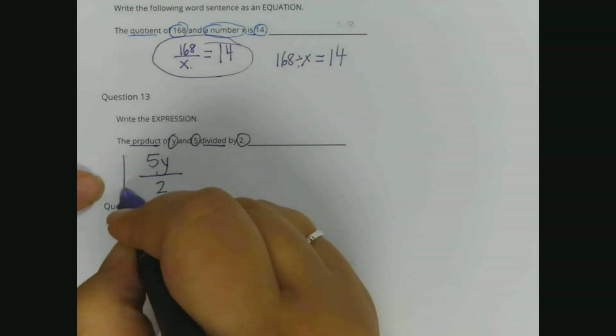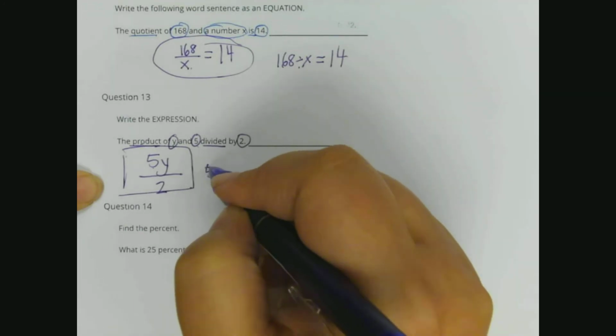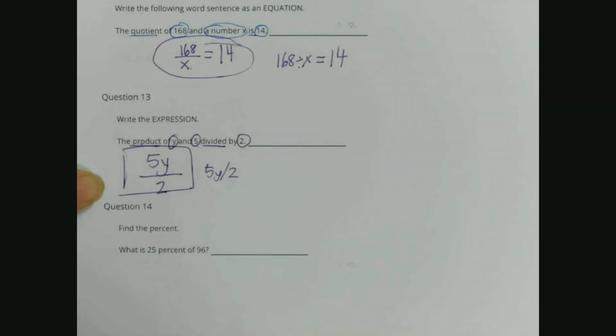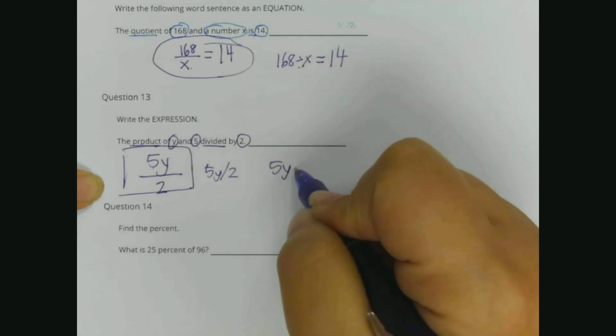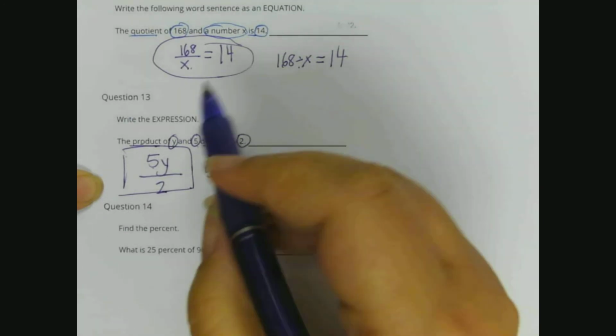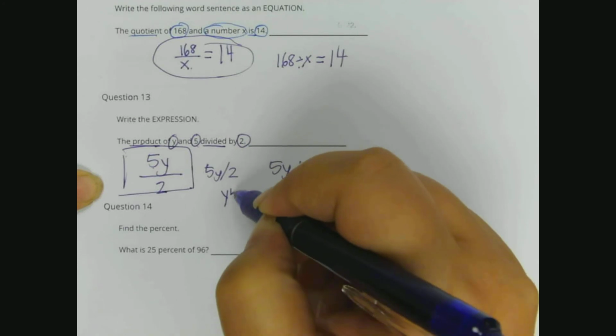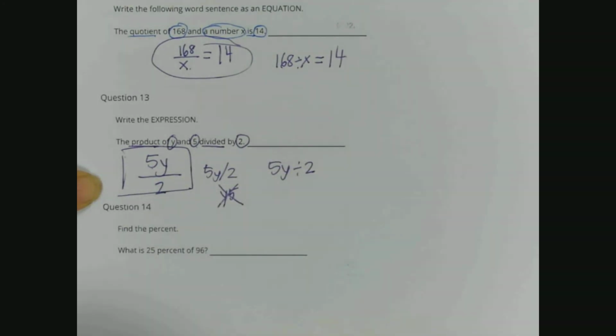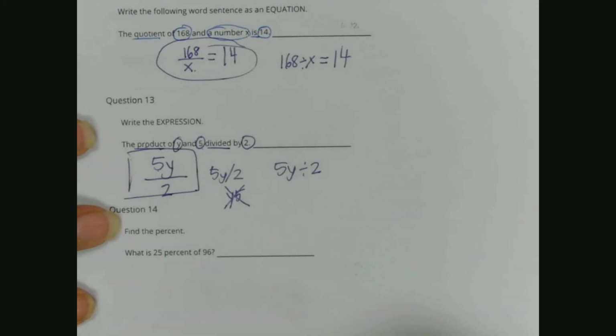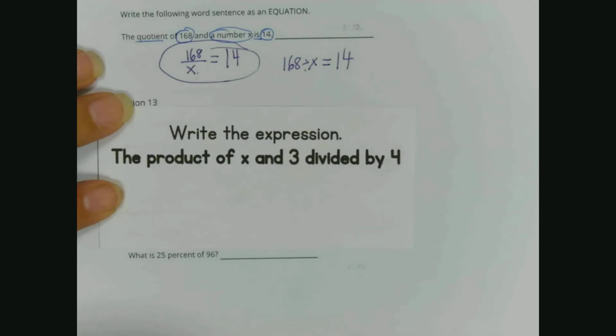Okay, so this is what you should type in. You'll use the slash bar like this to type it into your computer. You also could have done 5y divided by 2, but please make sure that you do not do this because the number always goes in front. Okay? All right, if you missed that one, please write this expression, which is the product of x and 3 divided by 4.